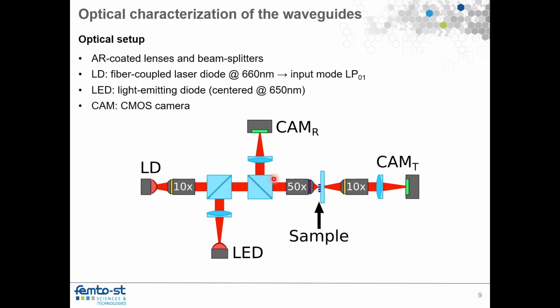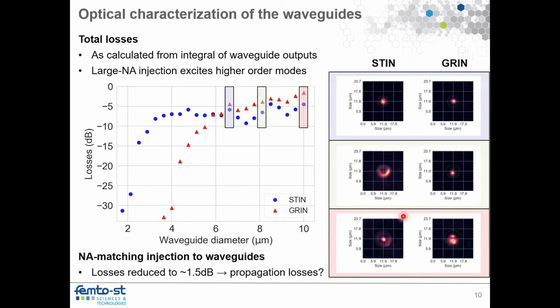We inject the laser light in the structure with a 50 times microscope objective, so we use a very high NA to excite as many modes as possible in the waveguides, and then we observe the throughput of those waveguides. This second camera is just to align in reflection. We use CMOS cameras just to take the image, and then we calculate the losses of the waveguides. So this is the first characterization of such waveguides, and there is a lot of information included here.